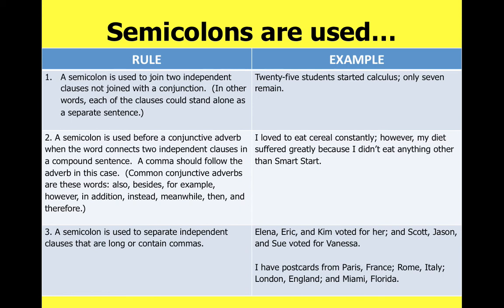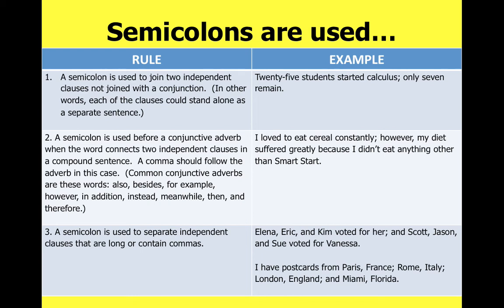In rule number 2, a semicolon is used before a conjunctive adverb when the word connects two independent clauses in a compound sentence. A comma should follow the adverb in this case. Okay, so common conjunctive adverbs could be things like also, besides, for example, however, in addition, instead, meanwhile, then, and therefore. So our example over here on the right, I loved to eat cereal constantly; however, my diet suffered greatly because I didn't eat anything other than Smart Start.